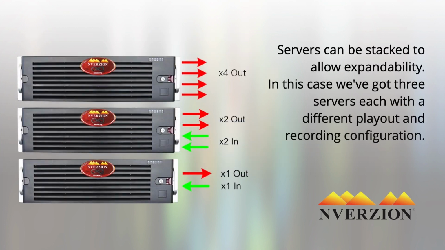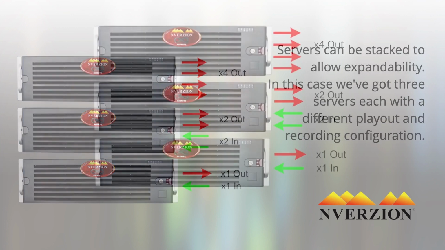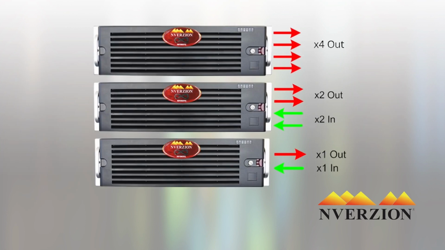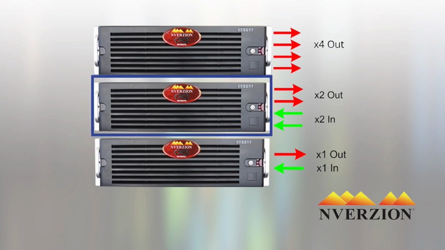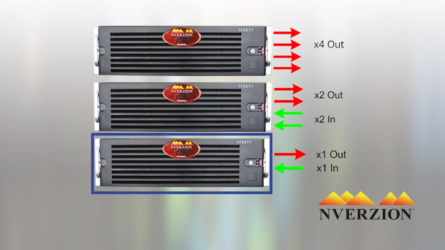Servers can be stacked to allow expandability. In this case we've got 3 servers, each with a different playout and recording configuration. In the example we've got a total of 7 players, 3 recorders, in a total of 10 channel configuration, which would be an NFinity 4, an NFinity 4, and NFinity 2 server stacked configuration.